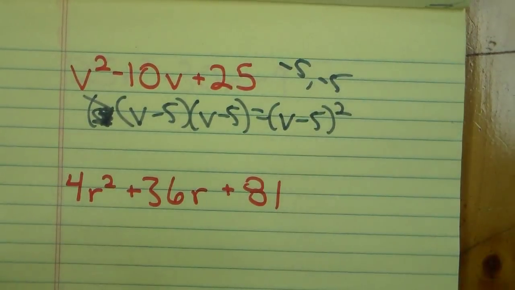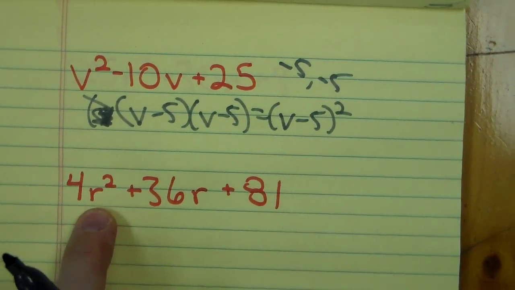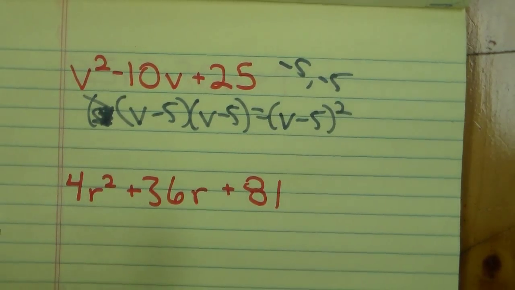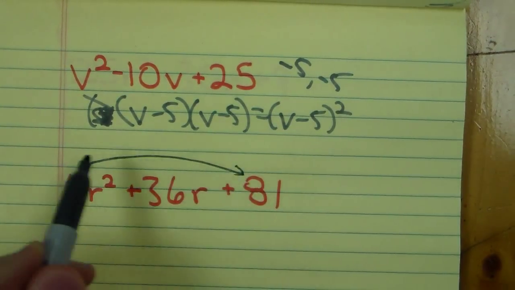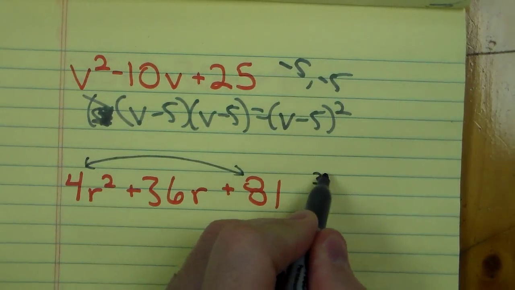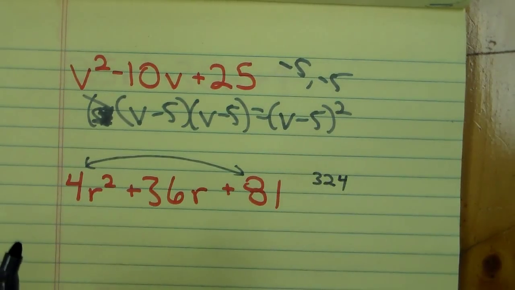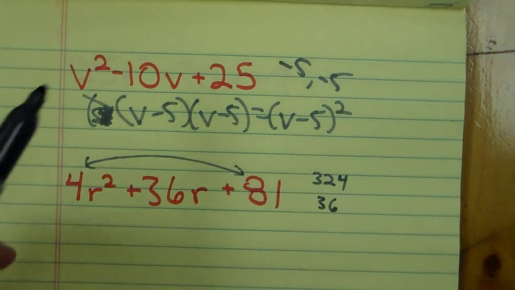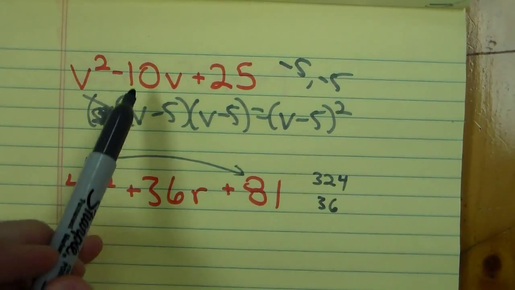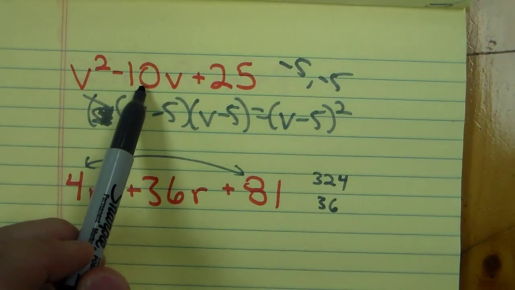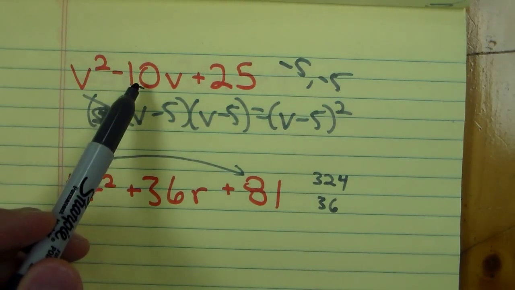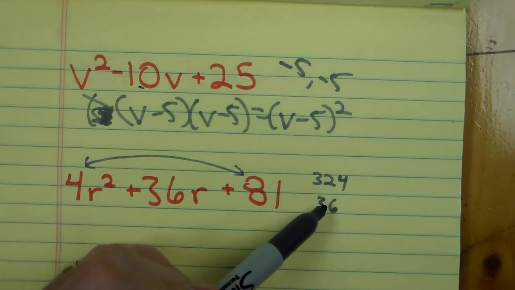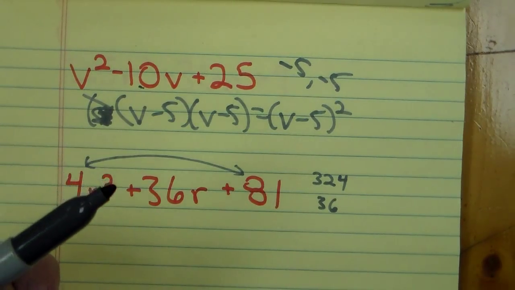Okay, now we've added a little bit more to it. So now we have 4r squared plus 36r plus 81. Well, the way we approached this earlier was we would have multiplied these two together, and that comes out to be 324. And then it has to add to 36. Now, we kind of already tried this. We made this here to be half of the number. So what if we tried half of 36? Maybe 18 will work for us.